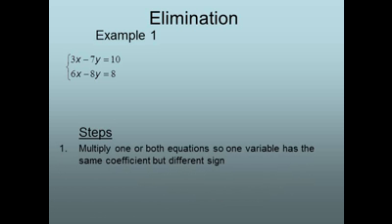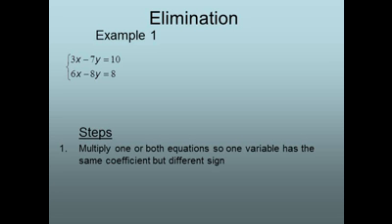The first thing we want to do is multiply one or both equations so one variable has the same coefficient but different sign. So the key here is either one of them or both of them. We want them to have the same coefficient, so the same number in front, but a different sign. So if we come up here and look, we've got 3x and 6x. We also have negative 7y and negative 8y.